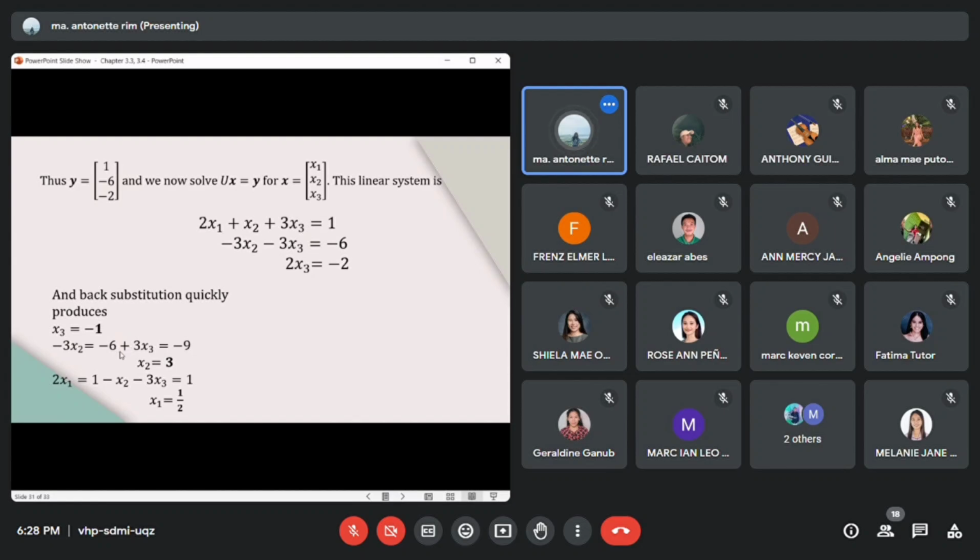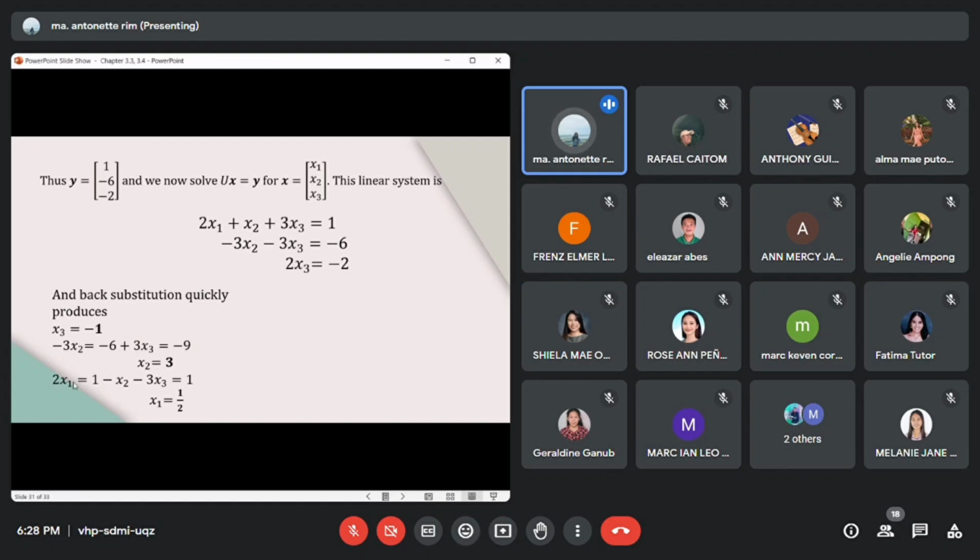Okay, so ang x sub 2 na sad. So to find x sub 2, negative 3x sub 2 equals negative 6. Atong i-transpose ang negative 3x sub 3. So nahimo siyang plus 3x sub 3, which is equals to negative 6 plus 3 times negative 1. So mao na negative 9. Then, ay nakalimot diay ko, negative 3. So divide both sides by negative 3. So our x sub 2 is positive 3.